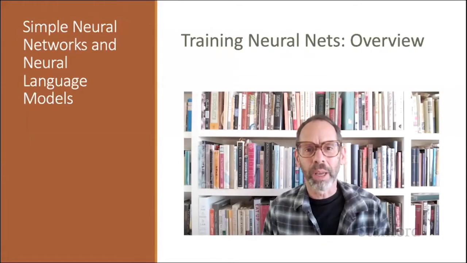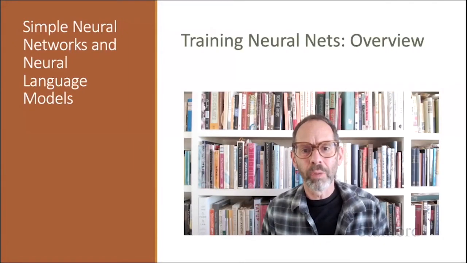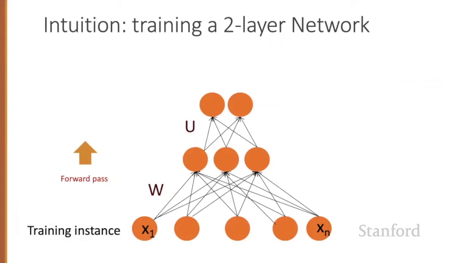How do we train neural networks? Let's start with an overview. The intuition of neural net training is the forward computation of the loss and the backward computation of the weight updates. So given an input X, we run a forward pass through the network, computing the system output, Y hat.